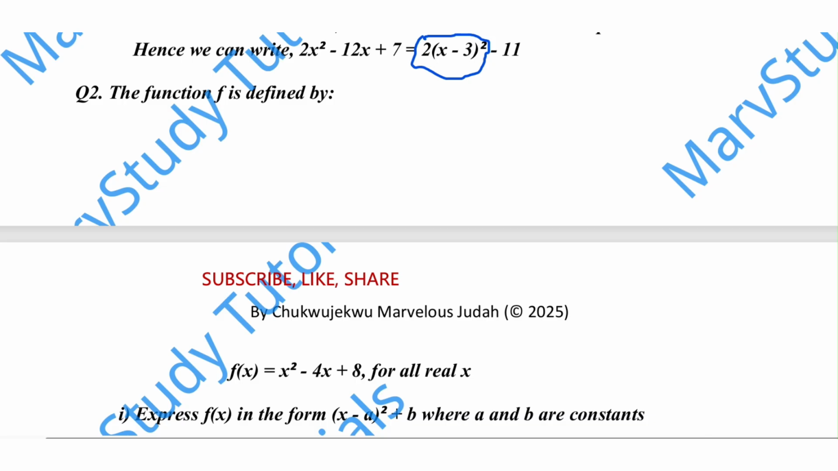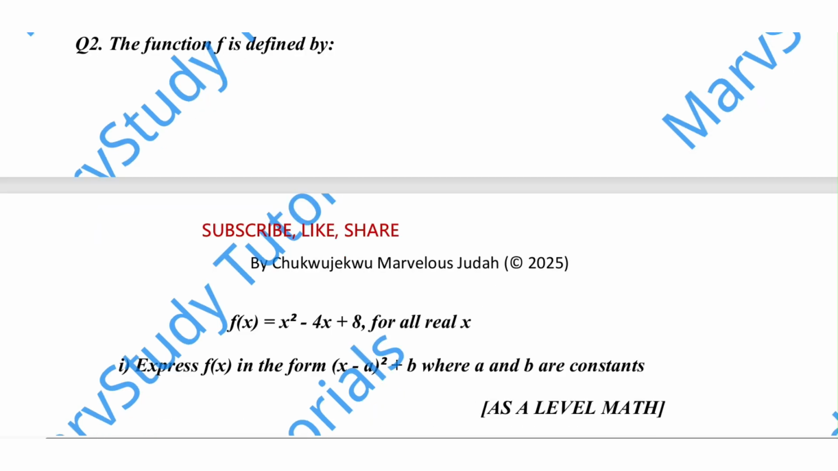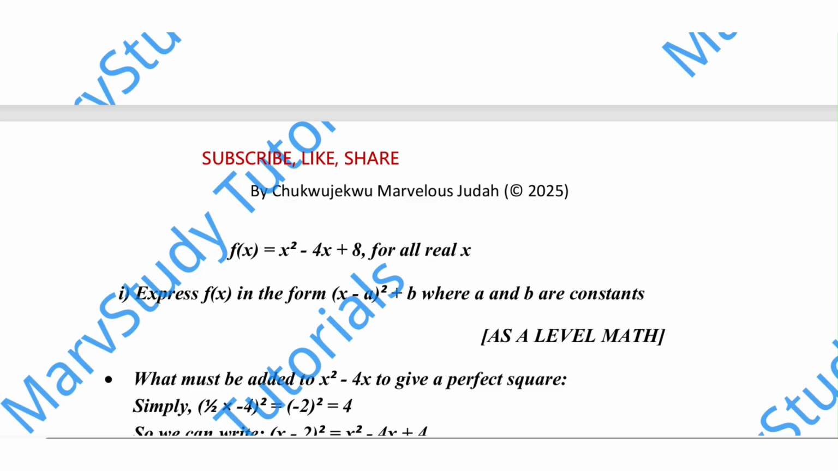So what do we do? We look at x squared negative 4x plus 8. And what do we do next? X squared negative 4x, we now ask ourselves, what must be added to x squared negative 4x to give a perfect square? And what is that? Simply half of negative 4. What is half of negative 4? It's a negative 2. And then we're going to square it, according to what happened in the introduction. So negative 2 squared is going to give us a positive 4. So that means we need to add 4 to give a perfect square. That's x squared negative 4x plus 4.